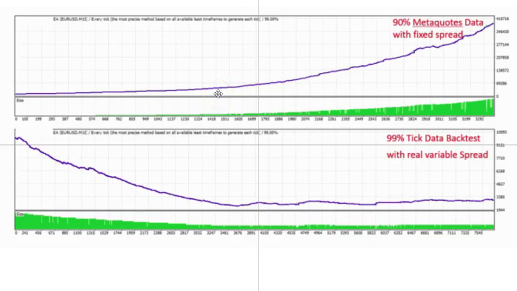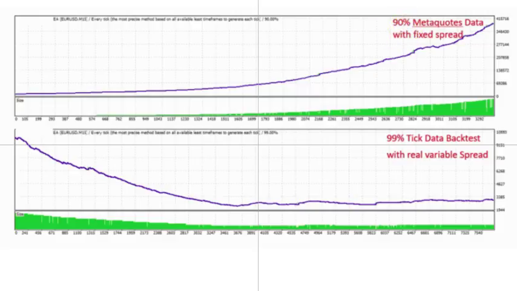Here's the same exact EA, but one of them had 90% MetaQuotes data with fixed spread. One of them had 90% modeling quality, and the other had 99%. Now look at the difference here. It's two totally different equity curves. It's the same EA, but we don't know if it works or not. Now, if we can't tell if it works or not with a difference between 90 and 99, of course, you've got to get as close to 100 as you can. You're never going to get 100. But if you get 97, 98, 99, it will give you a more accurate representation than even a 90% modeling quality.